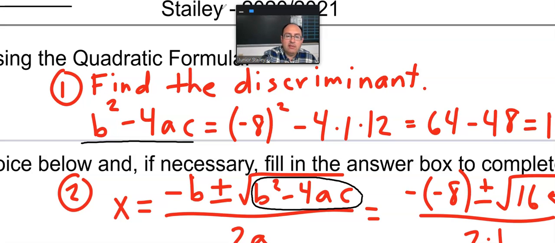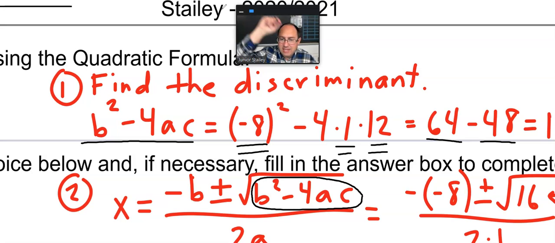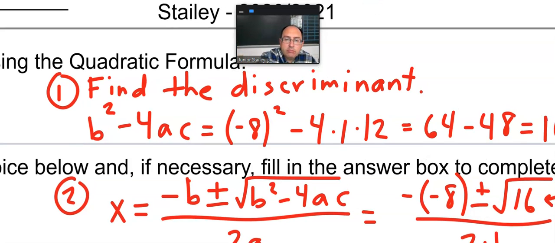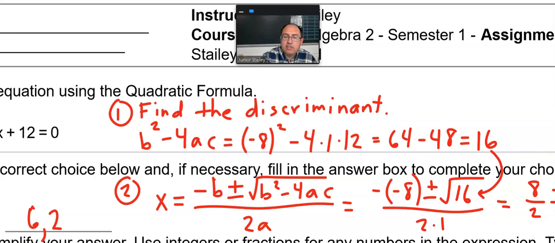In this particular case, we had a b value of -8, an a value of 1, and a c value of positive 12. When we did b squared minus 4 times a times c, we ended up with 64 minus 48, none other than 16, right? 16. So, piece of cake, got ourselves 16.